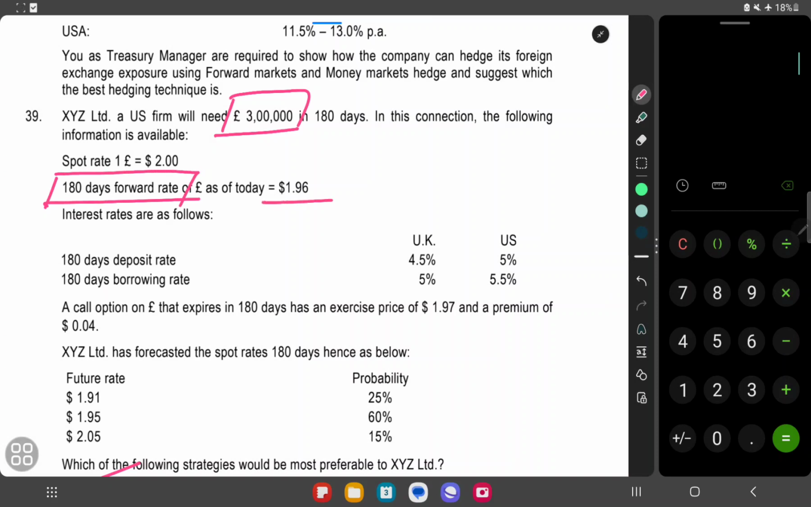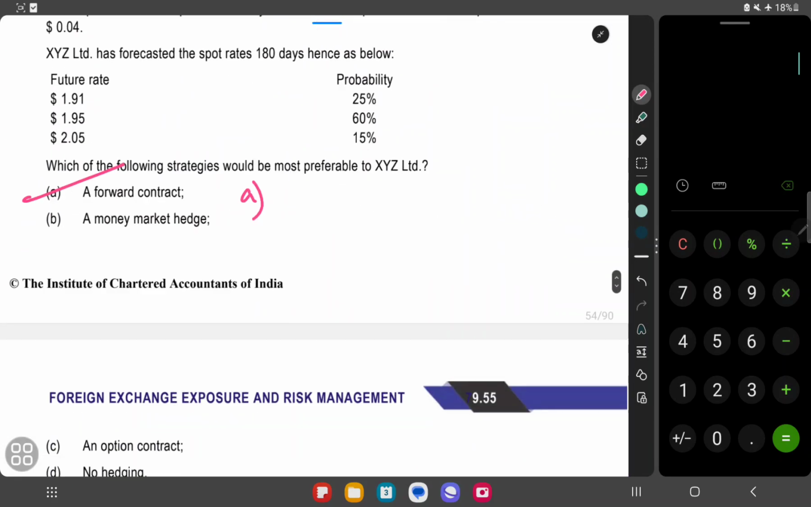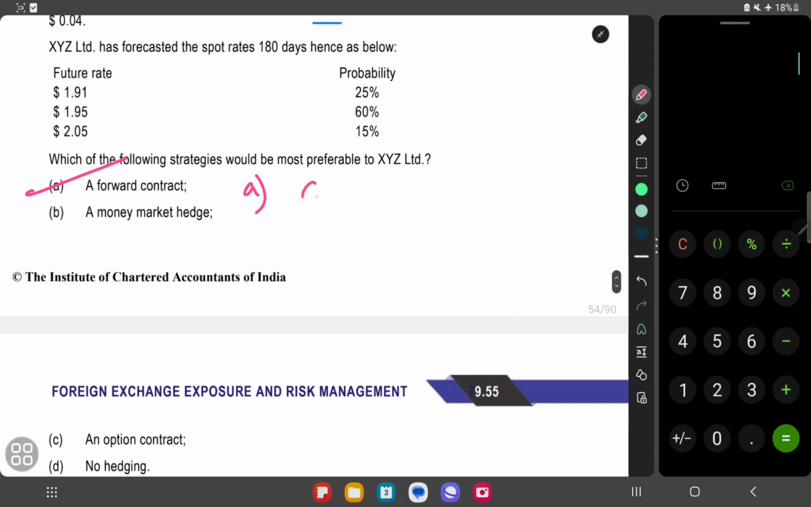So even easier, the bid and ask is also not given, just one single rate, 1.96. Okay, so pound 3 lakh into dollar by pound. The question that will arise is why multiplication and why not divide. Simple. Why multiplication I'll answer. It's a simple question answer.